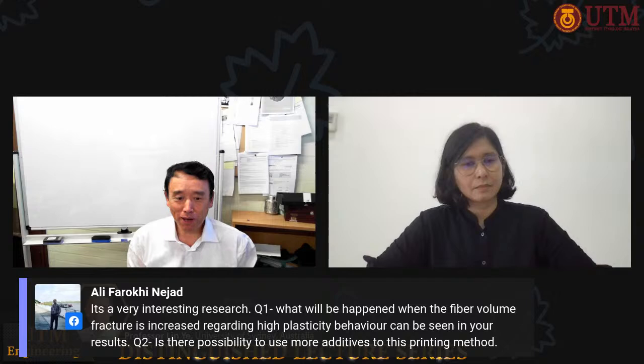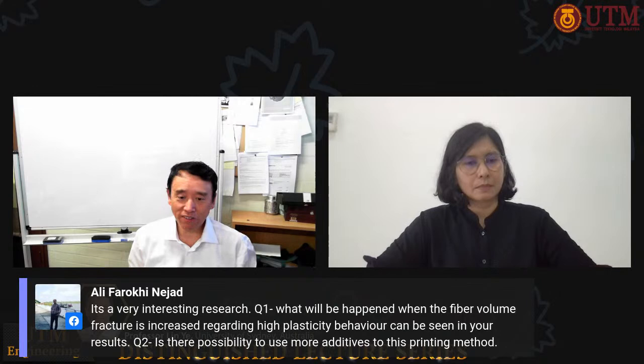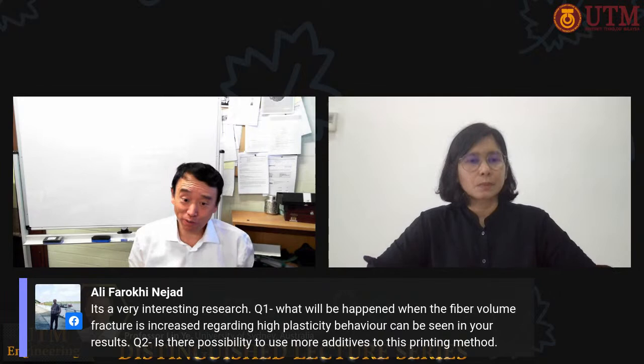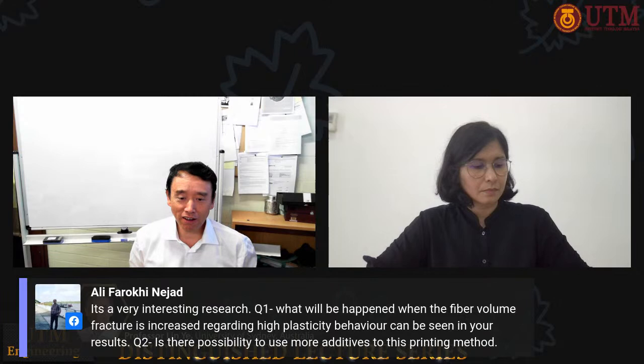The first question is probably more relevant to a well-established composite, like thermoplastic composites, carbon fiber reinforced PEEK or PEI or nylon. Once you have fiber, you definitely don't see a linear correlation between the fracture toughness of the polymer and the fracture toughness of the composite. This is a different topic. The second thing is, to use more additives in this printing method? Yeah, I think people have been talking about multiple printing heads.